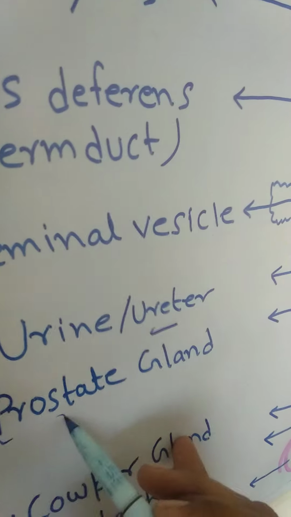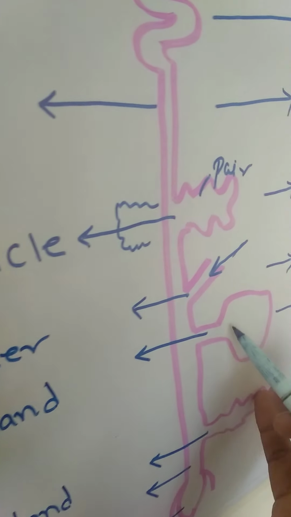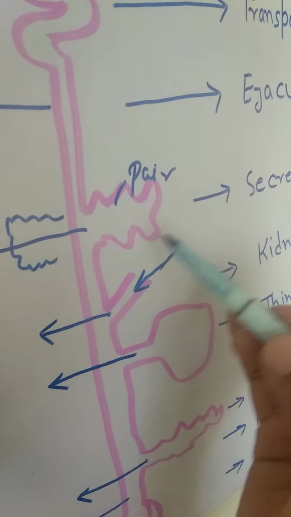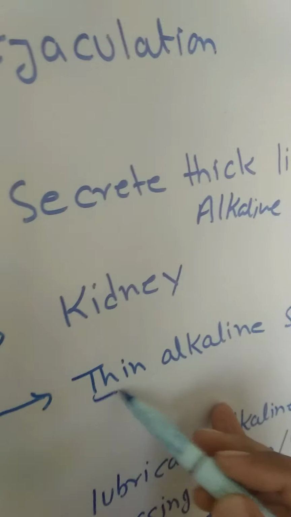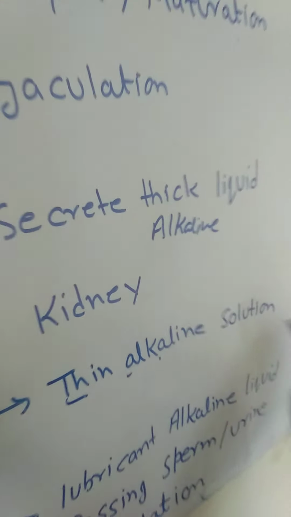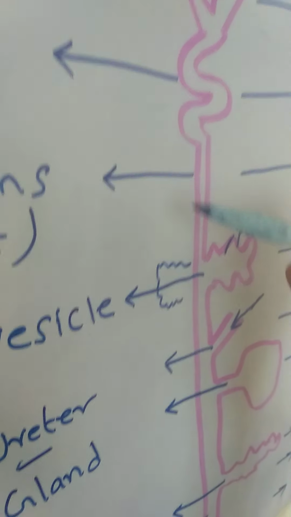Next one is prostate gland. Prostate gland is single, found below the seminal vesicle, and helps in secretion of thin alkaline solution which again mixes with sperm coming from the testis.